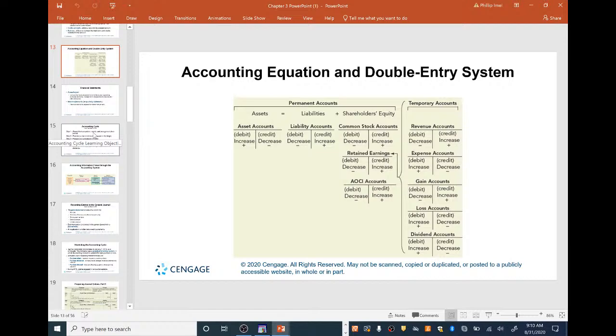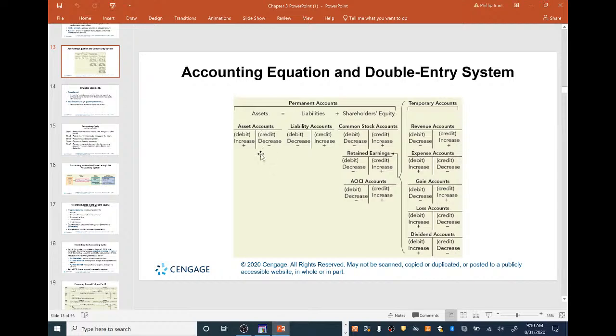Okay, let's talk a little more on the accounting equation and double entry system of accounting. So let's start here on the permanent accounts. Once again, permanent accounts are what? They're your balance sheet accounts. Balance sheet accounts are assets equals liabilities plus shareholders' equity. So these are permanent accounts, right? Let's start with the asset accounts.